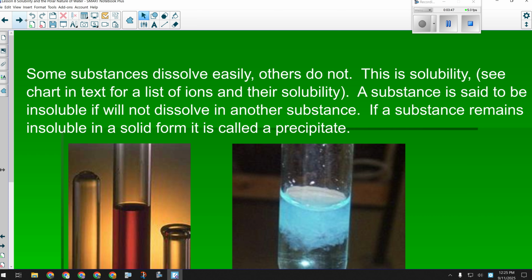Now, a substance is said to be insoluble if it will not dissolve in another substance. So that term, insoluble, that's important. Insoluble means won't dissolve.